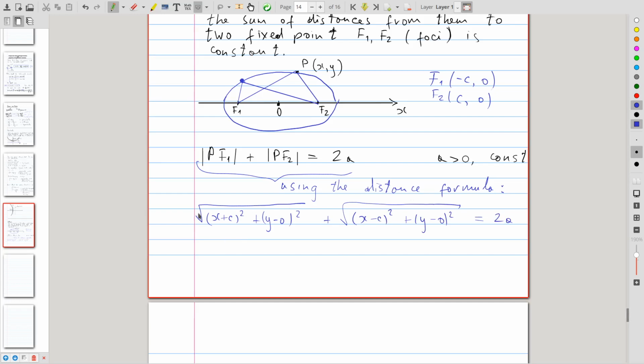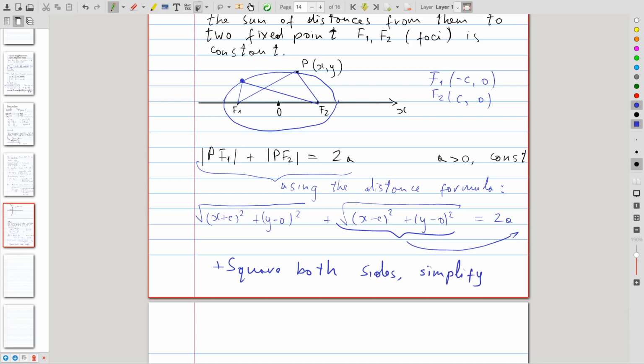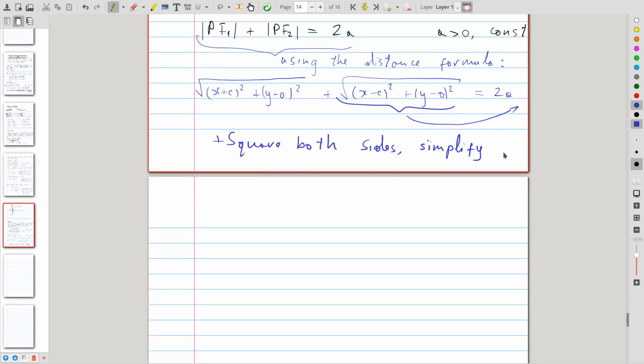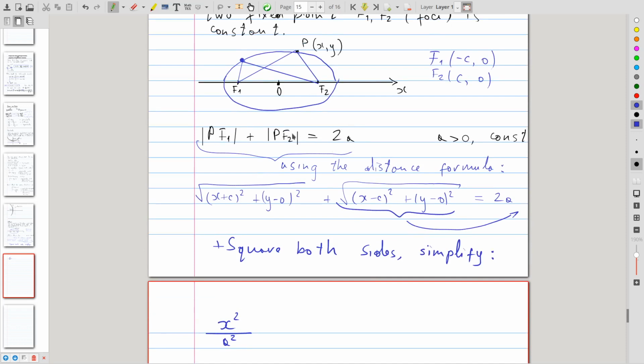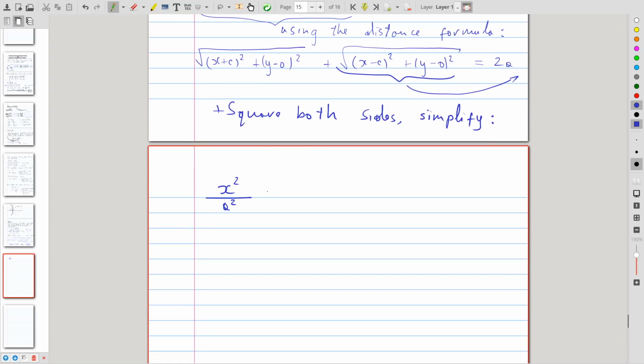And then square both sides. So basically, just to outline what you should do, move this to the right hand side, then square both sides, simplify, and again, if you allow me not to go into further details, the result of these computations is that you end up with the following. You will have x squared divided by a squared. So this is the same a you had for the sum of the distances here. x squared over a squared plus y squared over (a squared minus c squared) equals 1.